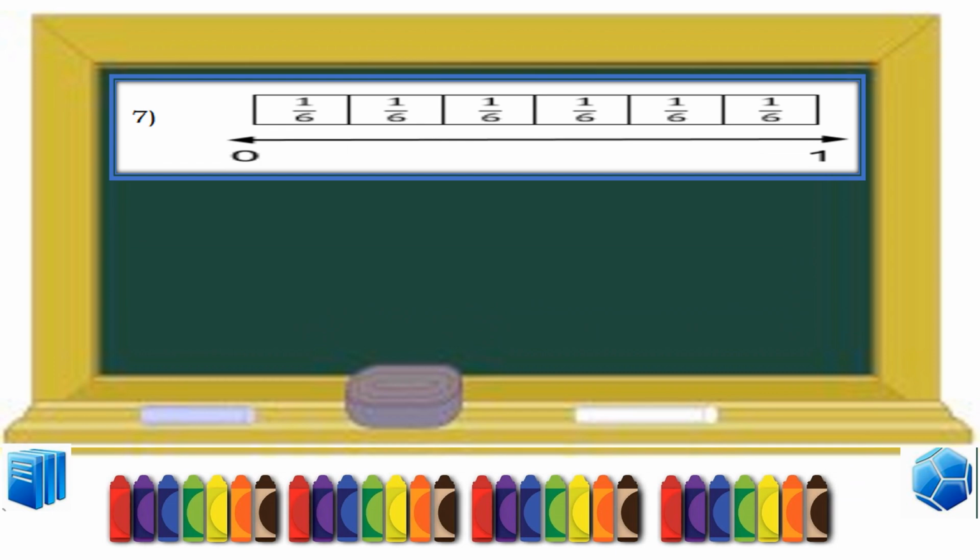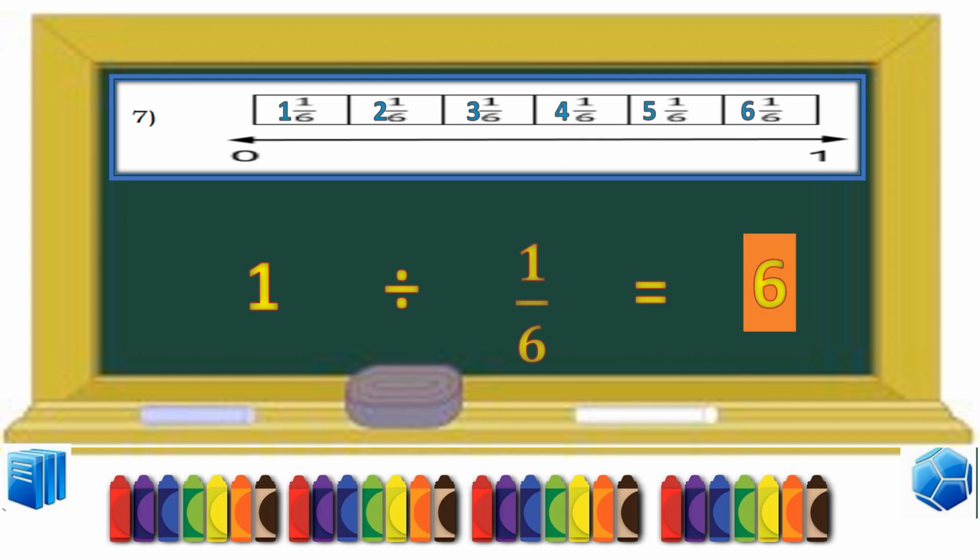Number 7, how many sixths are there in 1 whole? So, 1 divided by 1/6. To get the answer, let's count the number of 1/6 in 1 whole. So, 1, 2, 3, 4, 5, 6. So the answer is 6.